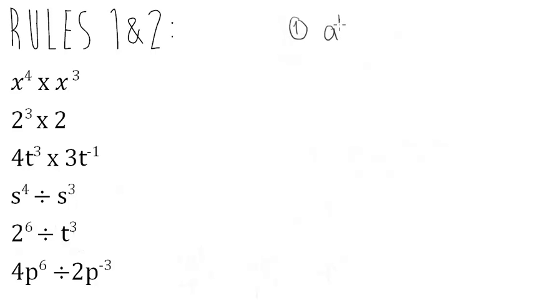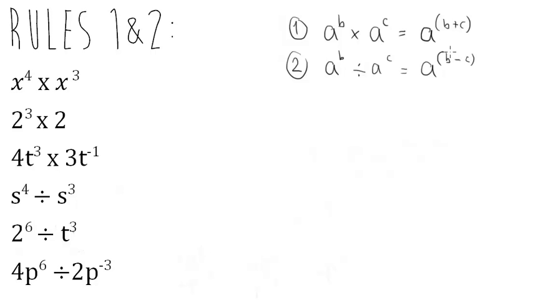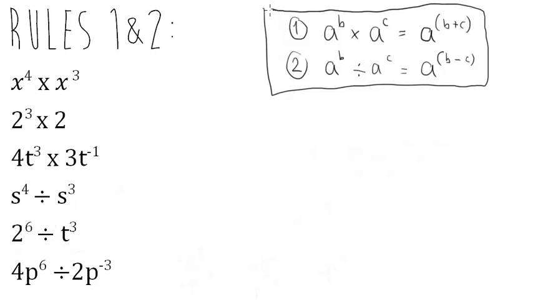are, the first rule: a to the power of b, so any number to the power of a different number, multiplied by the same base to the power of a different number, is equal to the same base again to the power of the sum of the two indices. Okay? And rule 2, very similar. So a to the power of any number divided by a to the power of another number is equal to a, same base, to the power of b minus c. Okay? So you just got to remember that these are opposites. Multiplication gives you the sum of the indices, and division gives you the difference of the indices.